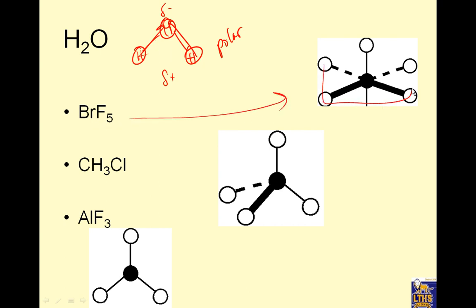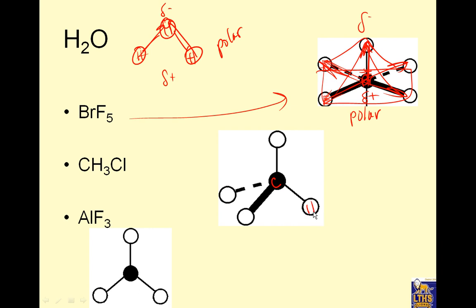BrF5. This is a square pyramid. So the square pyramid is going to be polar. Why? Because the difference in electronegativity is 1.2. So this is Br and these are all Fs. Up here, you have the arrow that doesn't cancel. All these arrows cancel. Equal but opposite, equal but opposite, equal but opposite. But then you got this one arrow that doesn't cancel. So up here you got kind of negative, down here kind of positive. So that's going to be polar.